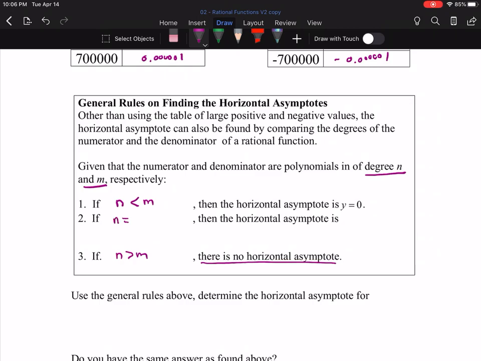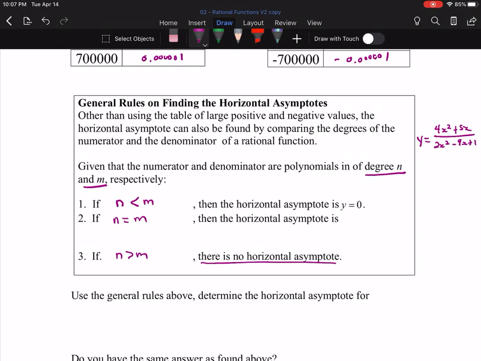This leaves only one case. What if the degrees are equal? Well, let's just imagine that for a second. I'm just going to draw a little function over here and say, okay, what if I had a function that was like 4x squared plus 5x, and then on the bottom it was 2x squared minus 9x plus 1. What would happen as I sub in big values? And I'll just sub in one big value to get a feel of what's going to happen here.